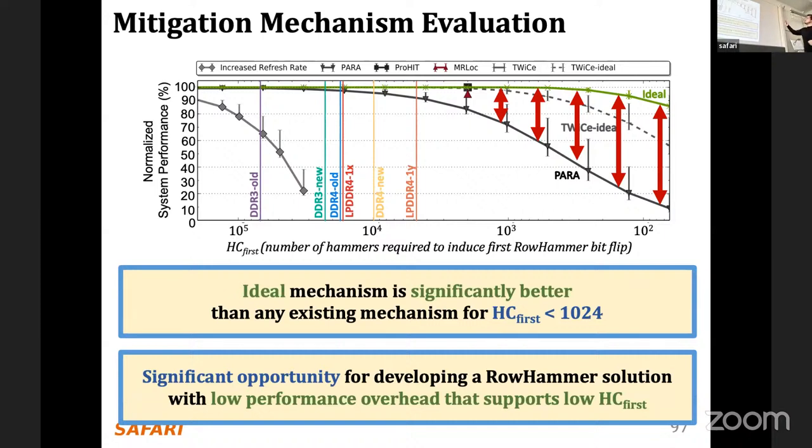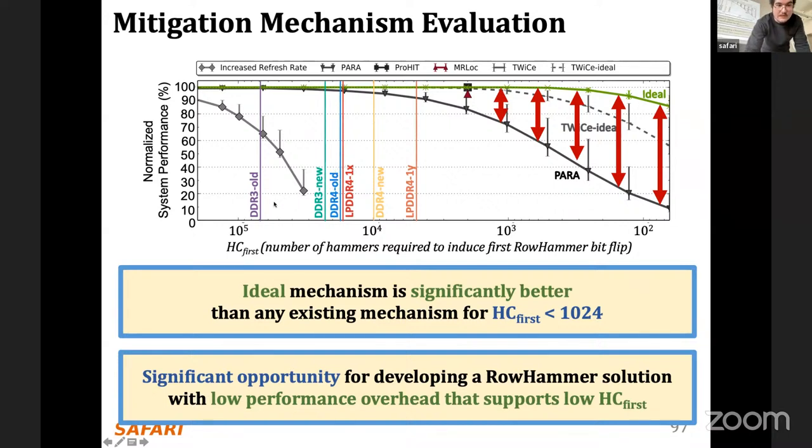And this is showing you the overhead. In terms of normalized system performance, as you go down, this means the overhead of an evaluated mitigation mechanism, shown in the legend with different lines in the plot, gets worse. As you go down on the y-axis, the performance overheads become high. And on the x-axis, you see the projected number of hammers or activations required to induce the first RowHammer bit flip.